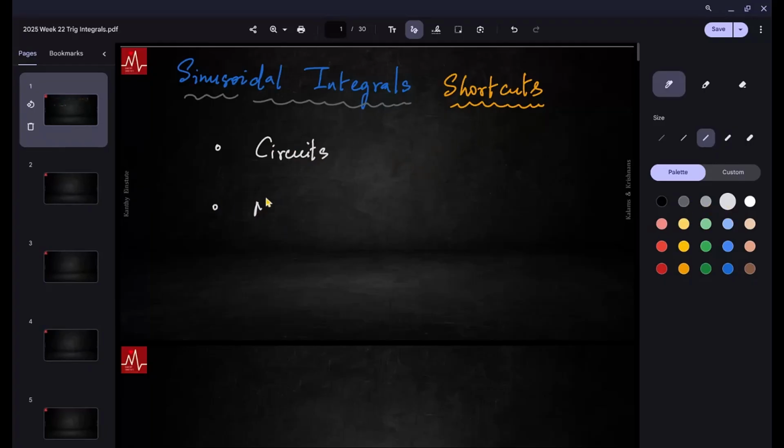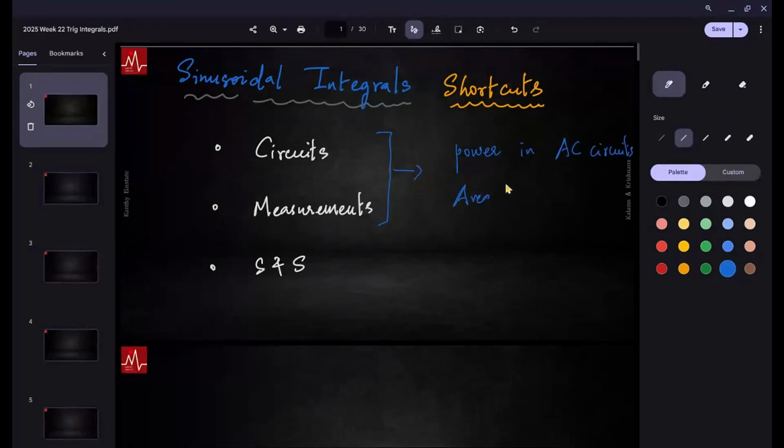then measurements, standards, and things like that. Where specifically is this useful? Circuits and measurements. You will be dealing with things like power and AC circuits, and then average values, average of signal, average power consumed, things like that, average value, RMS values. So those places this is extremely useful.